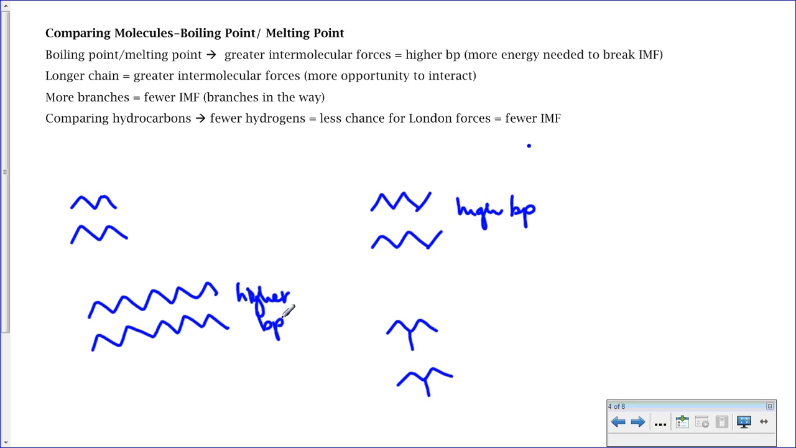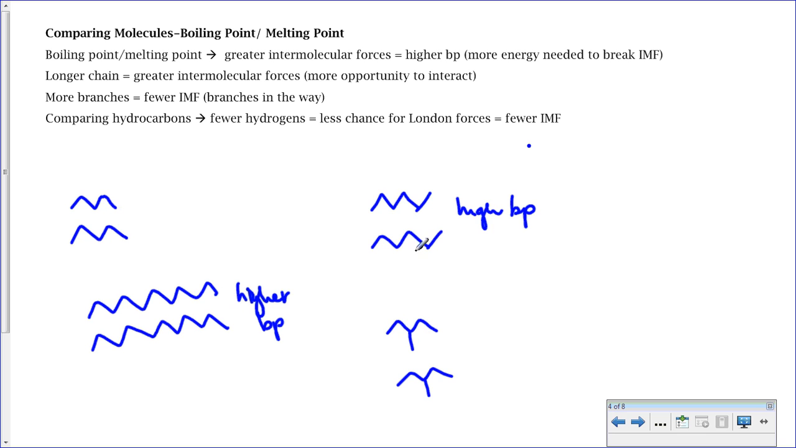Now, another point to consider here is that this rule about the length of the chain and the branches in the chain will have the same impact if I change the family. So if I make both of these alcohols by attaching an OH group, they'll still be part of the same family. If they're both alcohols, they can both have hydrogen bonds, but the one with the longer chain is going to have the higher boiling point. The same thing here. I can change these both to aldehydes, and the one with the straighter chain will have the higher boiling point.